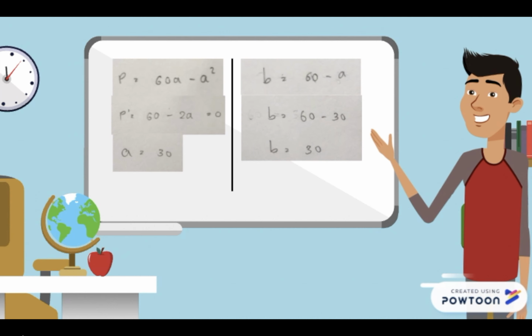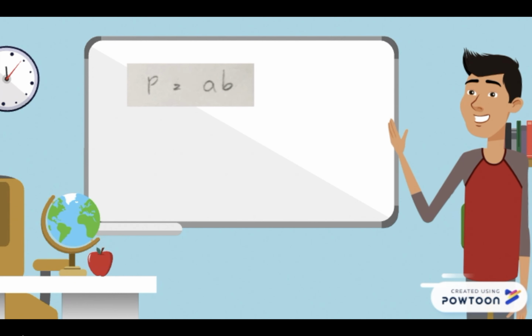Differentiate it and then set it equal to 0. a will equal 30. Plug 30 into 60 minus a, and you will know that b is also equal to 30. Finally, plug both values of each variable into the product function and the answer is 900.